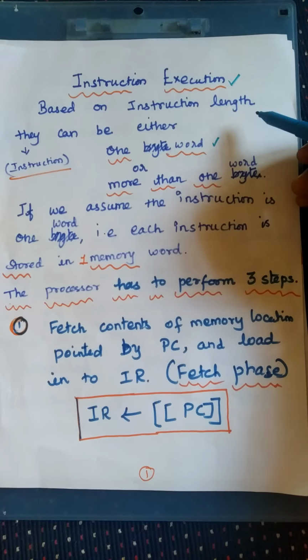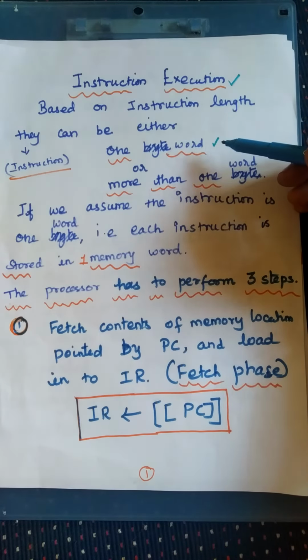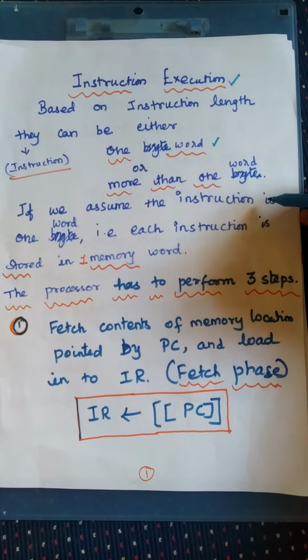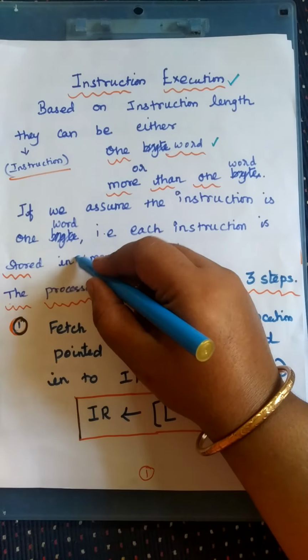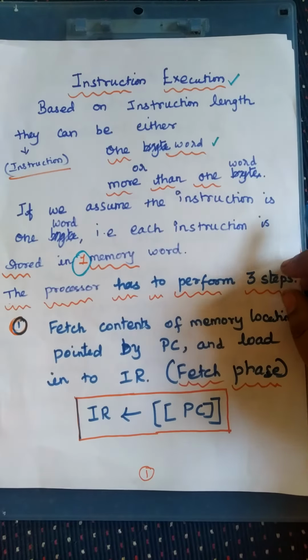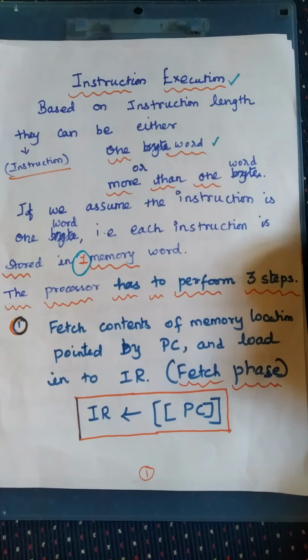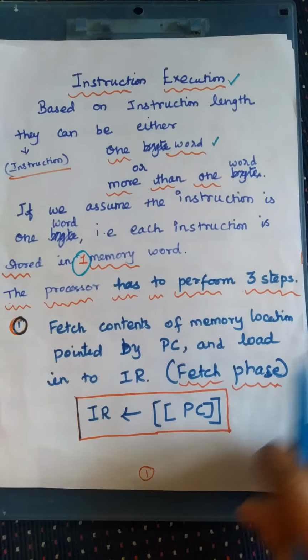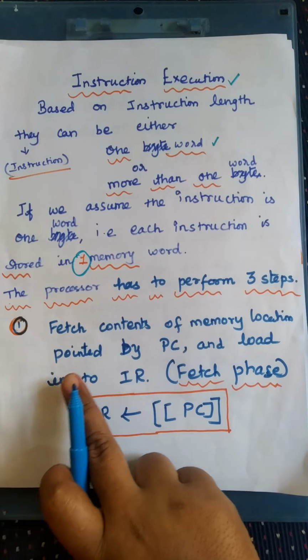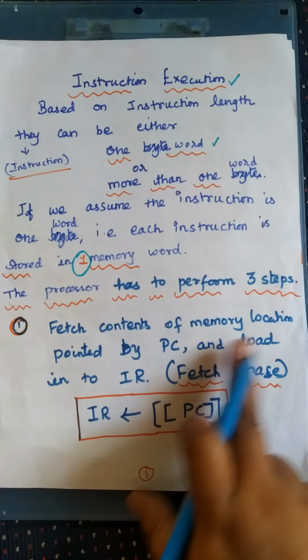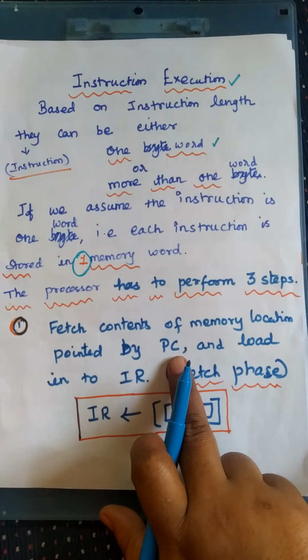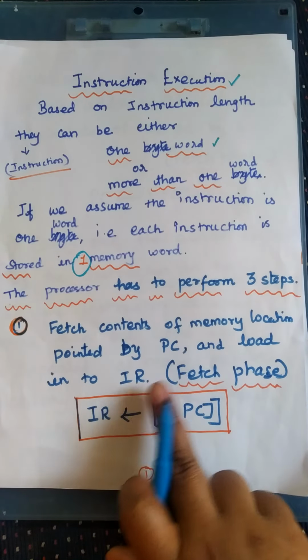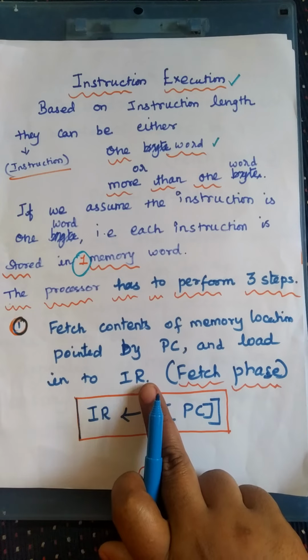Based on instruction length, the instructions can be either one-word instructions or multi-word instructions. Multi-word means more than one word. Suppose the instruction is one word, each instruction is stored in the memory by one word. So the processor has to perform three steps. The first step is to fetch the content of the memory location pointed by the PC, the program counter, and load it into the IR. IR is the instruction register.